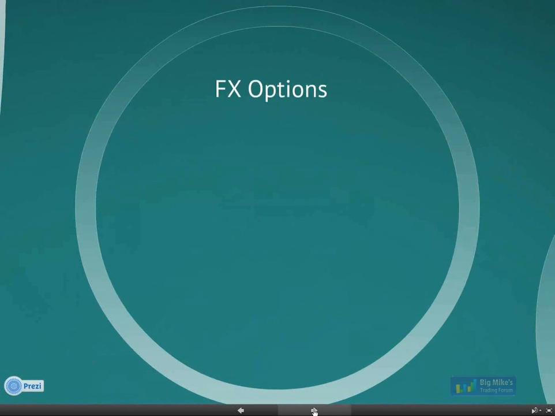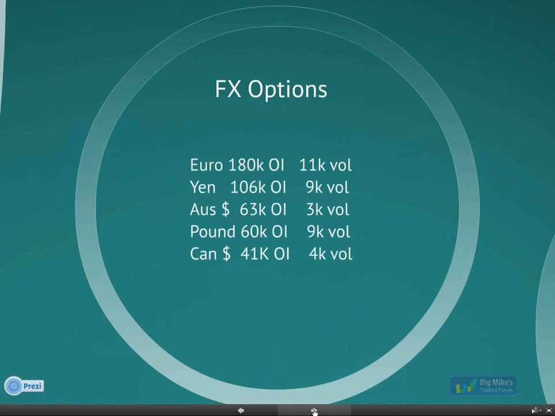FX options. I don't do any of these, but I will list them here because I know a lot of people do trade those. Euros have the biggest traded one, 180,000 open interest, 11,000 volume roughly. Obviously all these volumes and open interest vary throughout the year. Some get higher, some get lower, some are about the same year round, but this is what I picked up from last week. Yen 106,000, 9,000 volume.